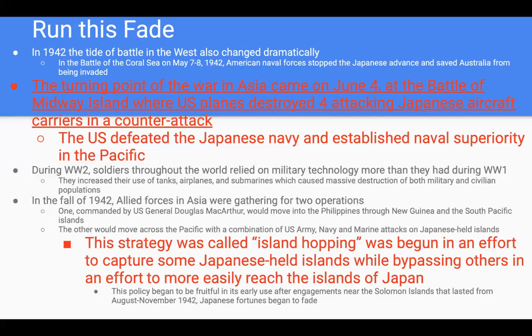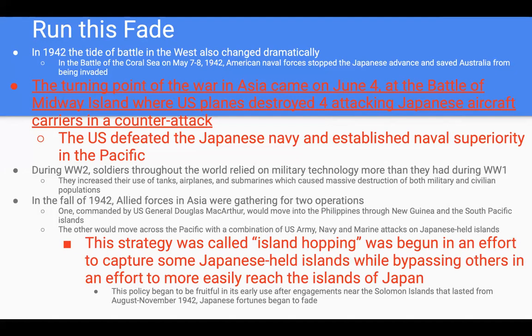The Battle of the Coral Sea, May 7th and 8th. Primarily fought all in the air, dogfights only. American naval forces stopped the Japanese advance and saved Australia from being invaded. It wasn't a victory. It wasn't a defeat. It just prevented Australia from being captured. Because if Australia was captured, a whole hell of a lot of messy mess would have happened. In layman's terms.